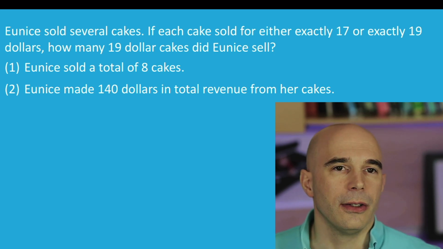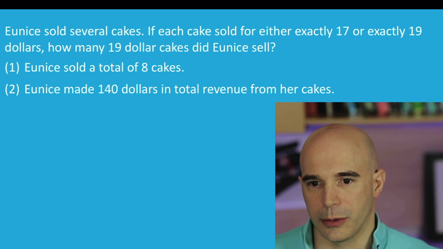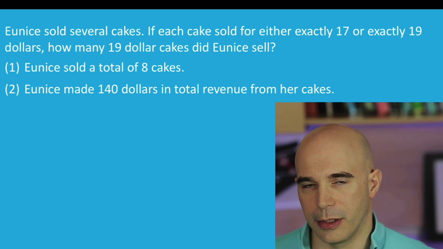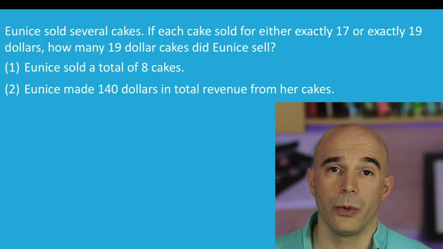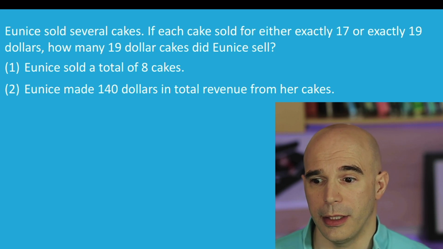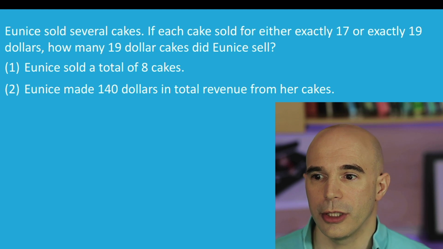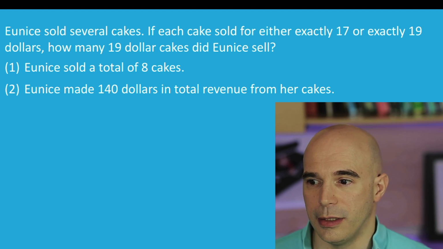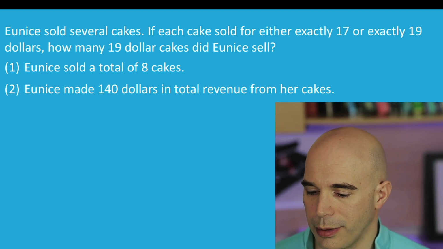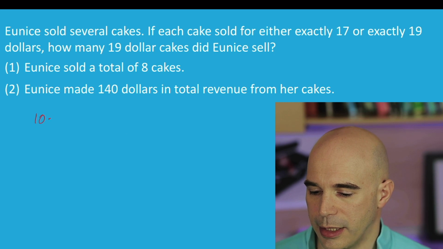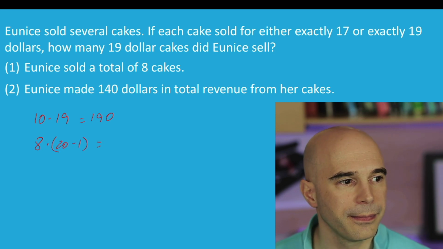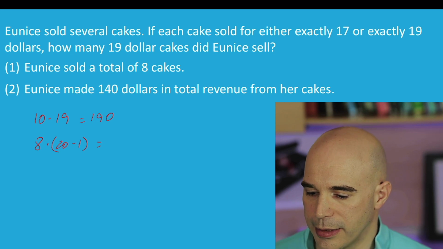The question wants to know how many $19 cakes were sold. And we can start by wondering, well, what if all of them were $19 cakes? Is there a way to get to 140 just by using a bunch of 19s? And you'd probably think, well, 10 times 19 is too much. That's 190. What about 8 times 19, which I'll think of as 20 minus 1? Well, that's 160 minus 8, which is 152.